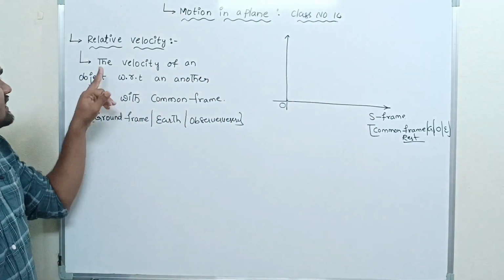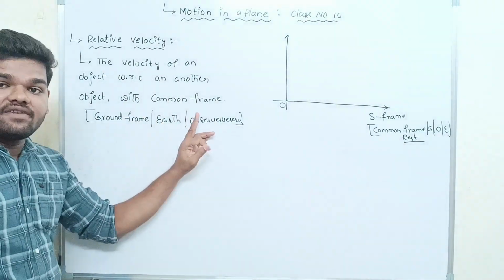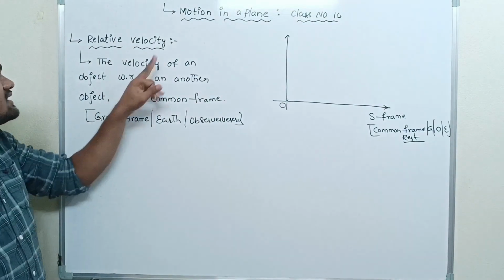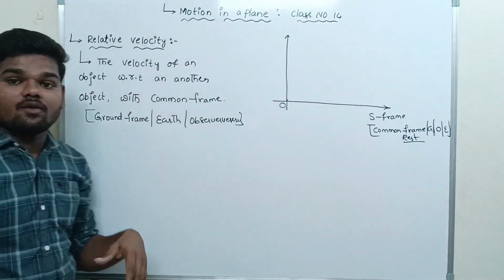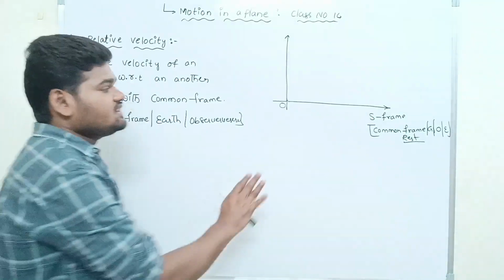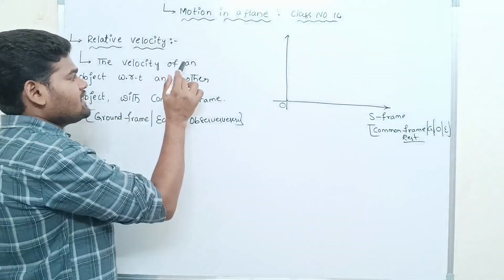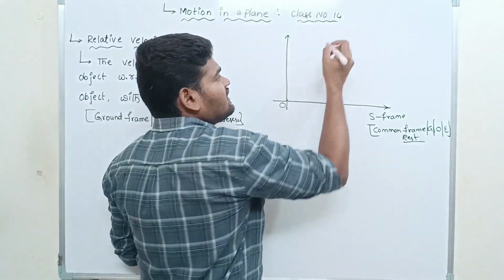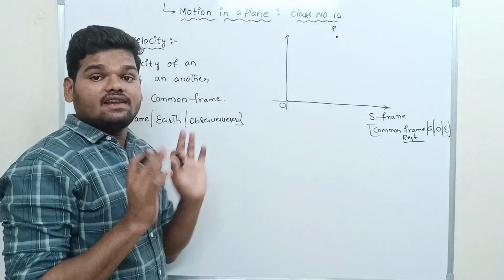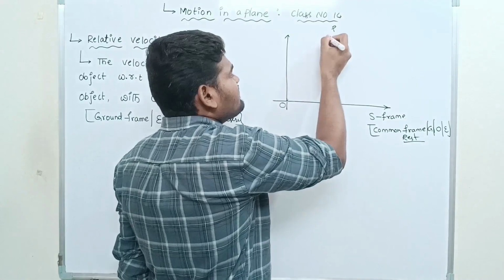So according to the definition, the velocity of an object with respect to another object with a common frame. We have taken the common frame. Now we need two objects. So with respect to this S frame, this common frame, there is a particle P in motion. I am taking one more frame.